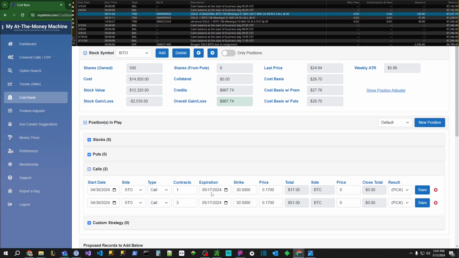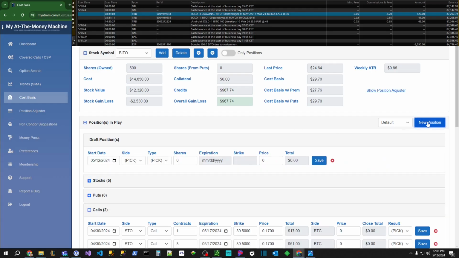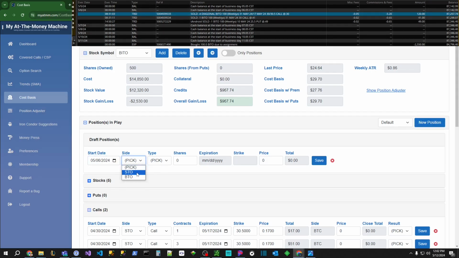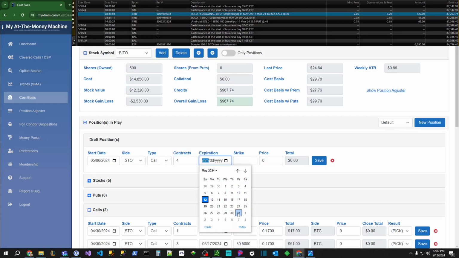We're rolling them because you can see that these expirations are on the 17th, and we rolled them from the 17th right here to May 31st. So let's go ahead and do that. We're going to create a new draft position. The start date, according to Thinkorswim, is May 6th. So select May 6th. It's going to be a sell to open. It's going to be a call contract. We did 4 of them. The expiration is on the 31st of May.